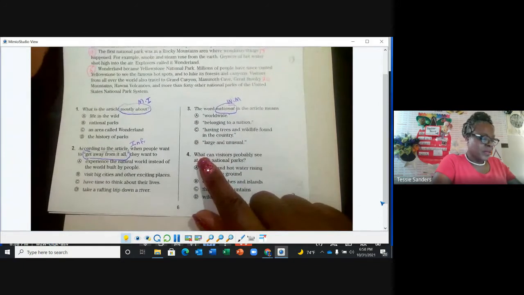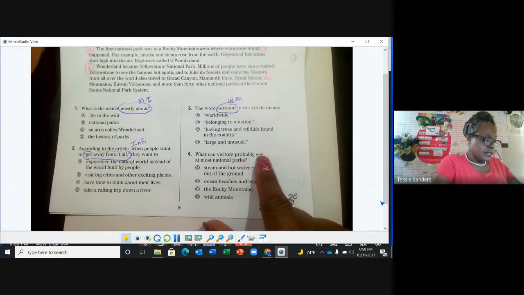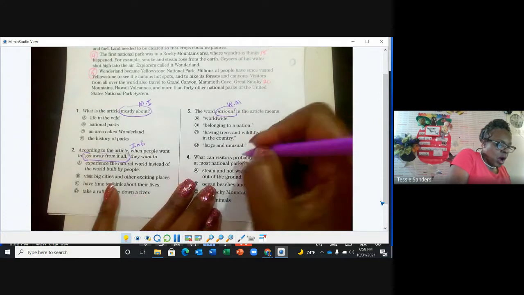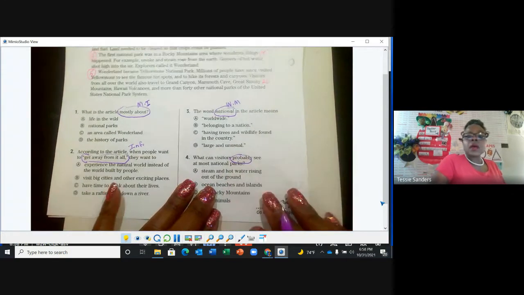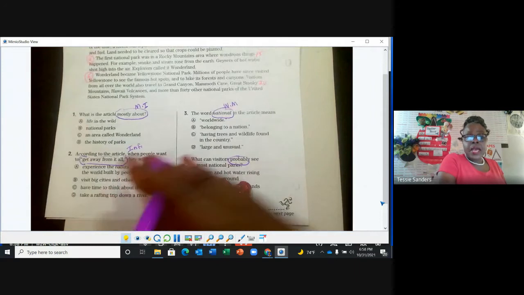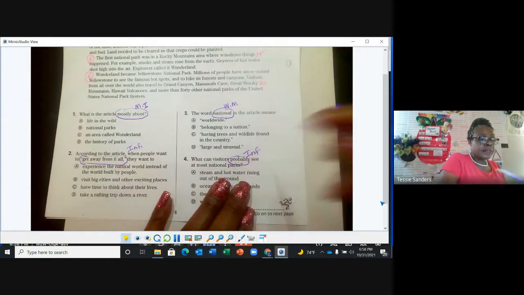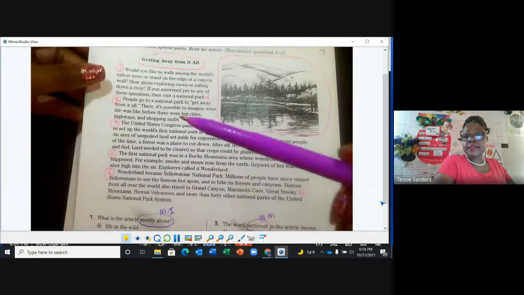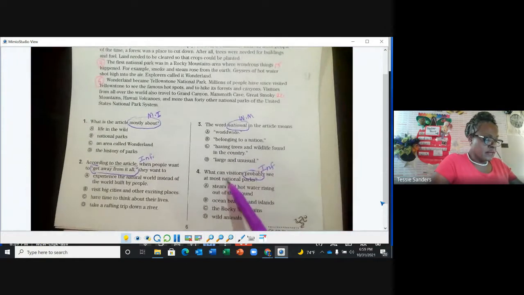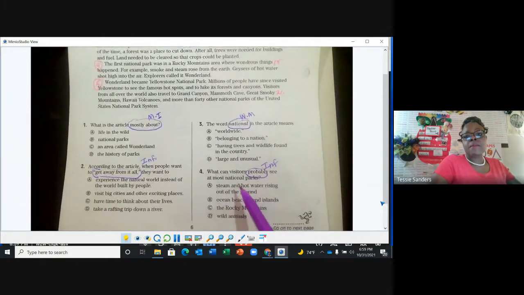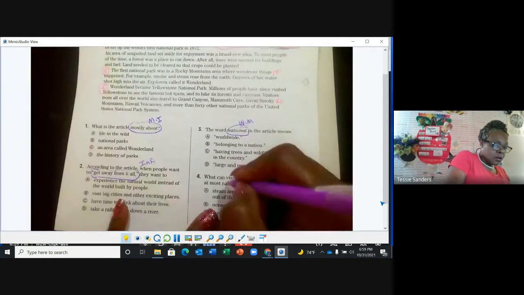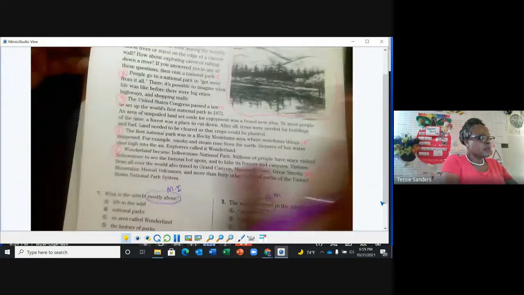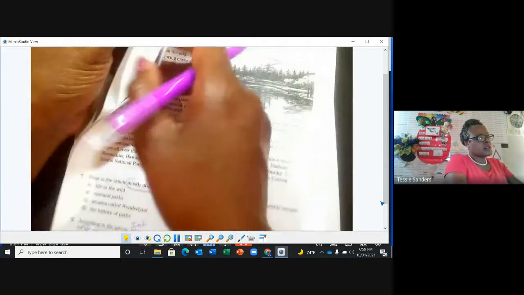Number 4, what can visitors probably see at most national parks? Circle probably. Again, inference. An inference is a logical guess based upon the information presented in the text. What can visitors probably see at most national parks? And we're talking about national parks. Okay? With that thinking cap on, let's go to the next page.